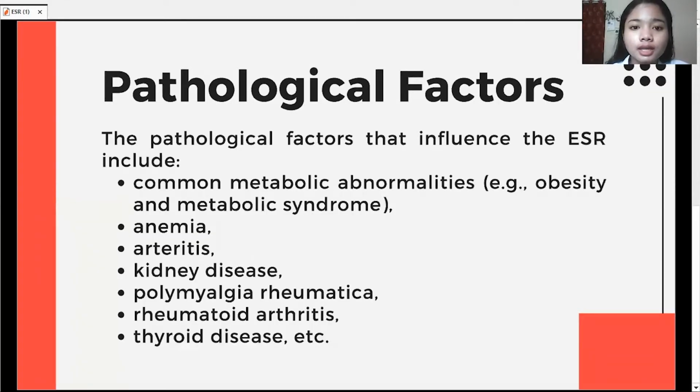Pathological factors that can influence the ESR include common metabolic abnormalities, anemia, arthritis, kidney disease, polymyalgia rheumatica, rheumatoid arthritis, thyroid disease, etc. The ESR elevates in patients with metabolic syndrome and patients with complication of alcohol abuse. Nevertheless, in patients with inflammatory disease, moderate alcohol consumption displays decreased ESR values.